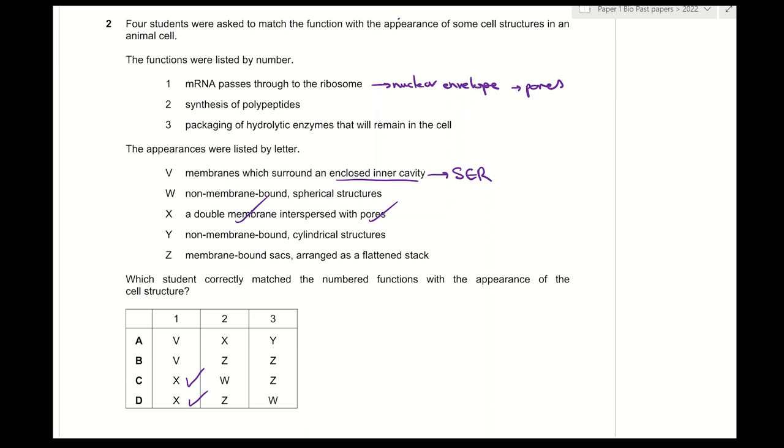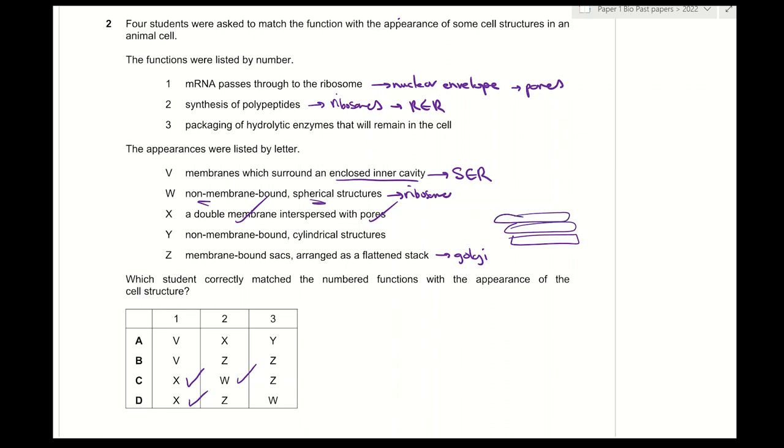Now for two, synthesis of polypeptides. As we all know, polypeptides are synthesized on ribosomes, which are on rough endoplasmic reticulum. So let's see suggestions. Here we have W and Z. So W, non-membrane bound spherical structures. Non-membrane bound and spherical is going to be the ribosome. Therefore, W is correct. Let's see Z, membrane bound sacs arranged as a flattened stack. So this is going to be the Golgi body, because as we all know, flattened stacks arranged almost as coins is going to be the Golgi.